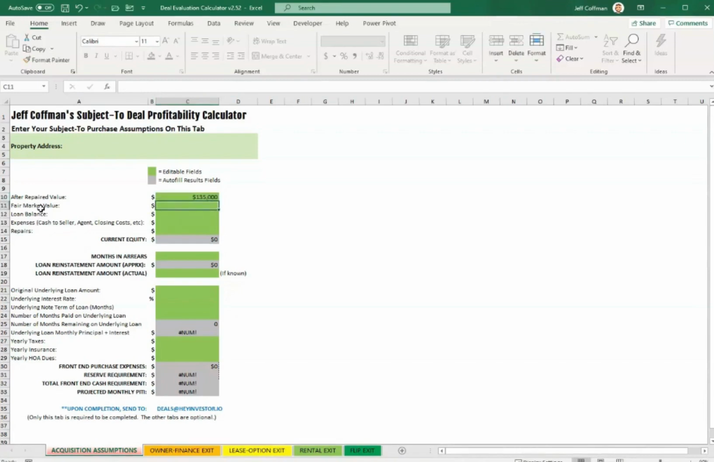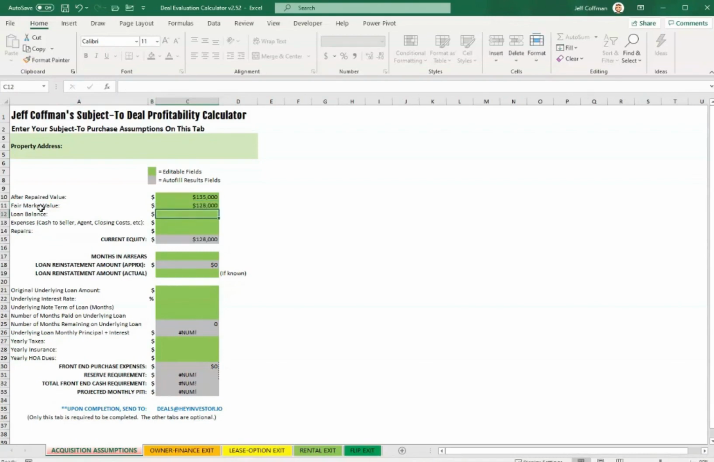Now, fair market value is a different figure. Fair market value is what the house is actually worth today. What will it sell for on the retail market today without making any repairs or fixing it up? And luckily for me on this property, at the time, the house needed very, very little. So it was worth about $128,000. Needed very little work.